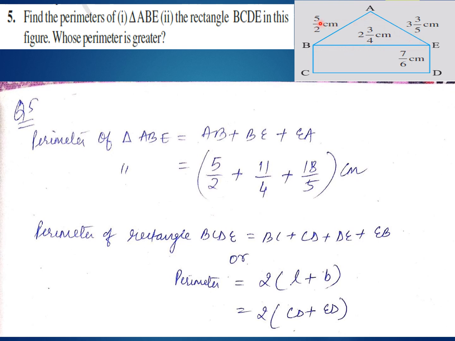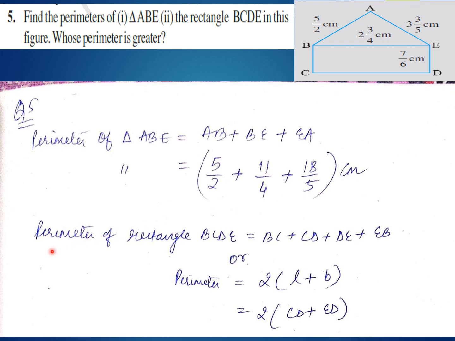You know the values very easily. 5 by 2 plus this is actually 11 upon 4 and this is 18 upon 5. Just add these three by the method we have learned before and you will get the perimeter of triangle ABE. I hope you can do it on your own.